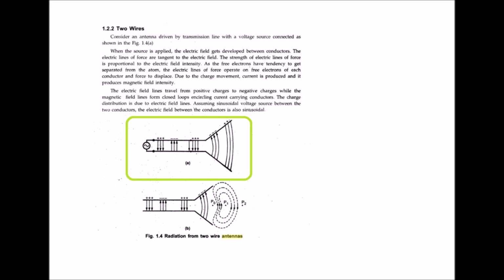The electric lines of force operate on free electrons of each conductor and force them to displace. Due to the charge movement, current is produced and it produces magnetic field intensity. The electric field lines travel from positive charges to negative charges, while the magnetic field lines form closed loops encircling current-carrying conductors. The charge distribution is due to electric field lines, assuming sinusoidal voltage source between the two conductors. The electric field between the conductors is also sinusoidal.